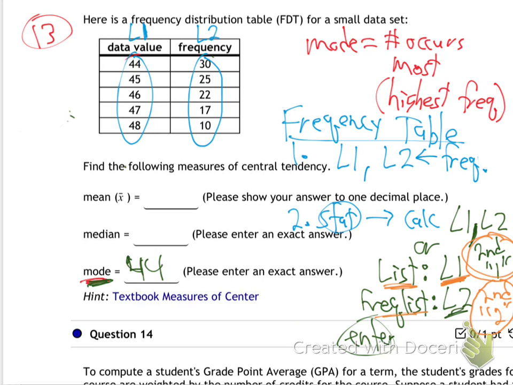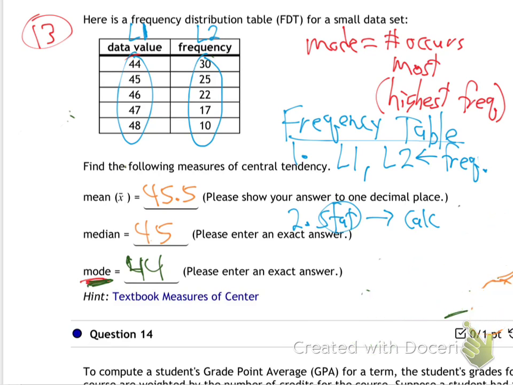I got X bar, 45 point, one decimal is 45.5. And the median, you have to roll down to get median, 45. So let me write this better here. It's stat, calc, and then it's one variable, in other words.